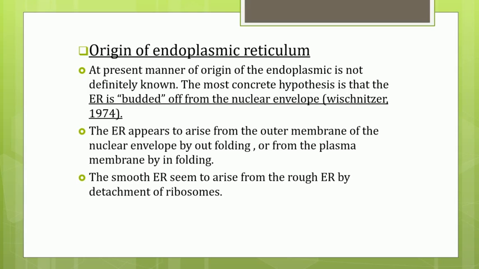So the first type of the ER which you will see near the nucleus is rough in appearance. Why is it rough? Because ribosomes are present on the surface of the ER. That's why it appears rough. That ER is called rough endoplasmic reticulum. Whereas the endoplasmic reticulum which arises from this rough ER is called smooth ER. We will understand it better in the next section.